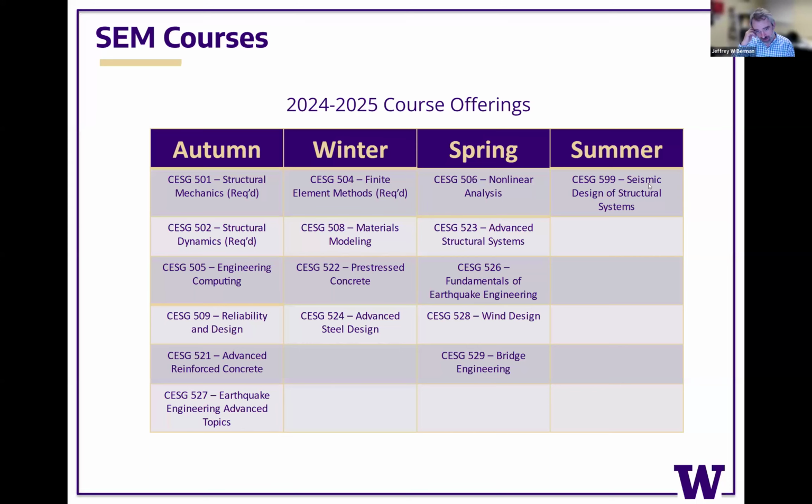If it is not offered in the summer, what's going to happen is these earthquake engineering classes will all shift back a little bit. So we'll have Earthquake Engineering 1 being offered in the winter and this 599 being offered in the spring.